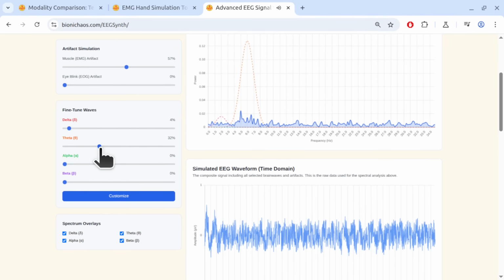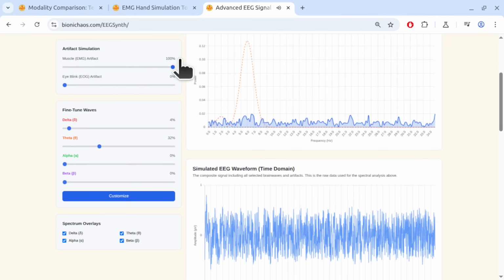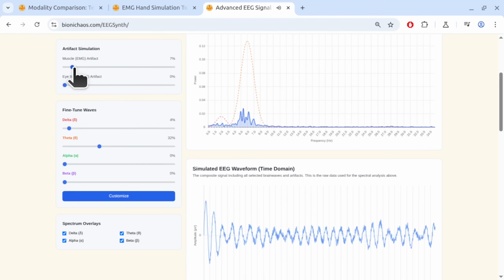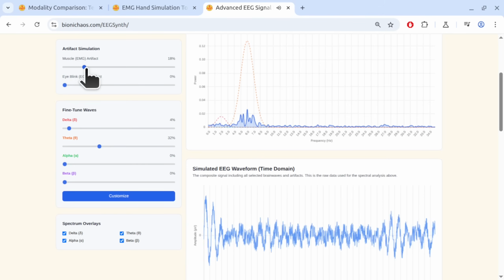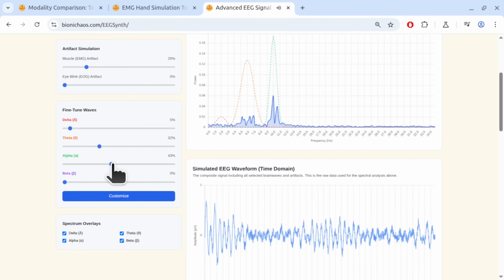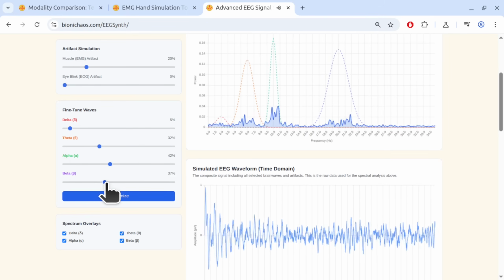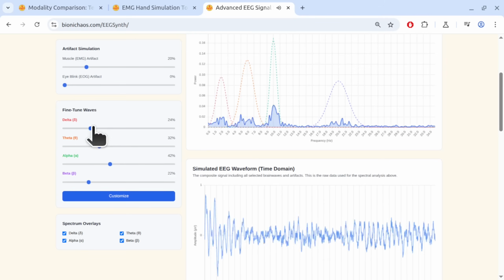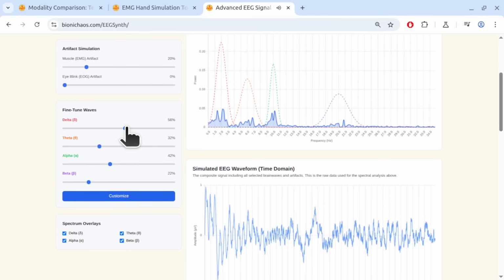It happens because your eye itself has an electrical charge, a dipole, and when you blink, it moves, creating this big voltage shift. Wow. So being able to simulate these, it really drives home why cleaning up real EEG data is such a big deal. You have to get rid of this stuff first. Absolutely. It makes you appreciate just how complex those real recordings are and why signal processing is essential.